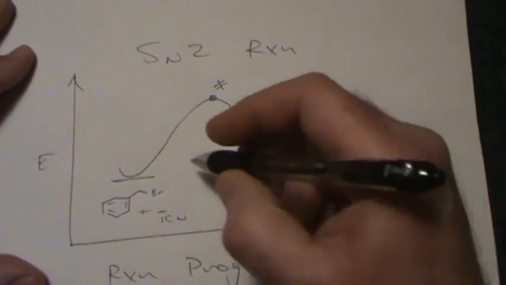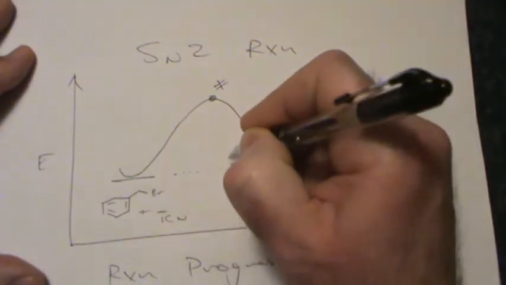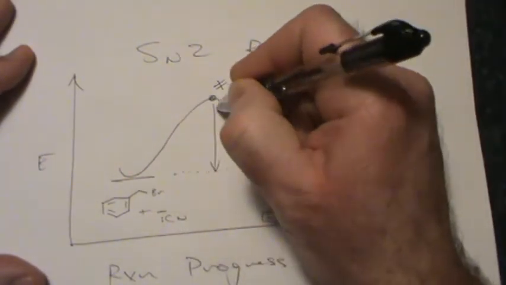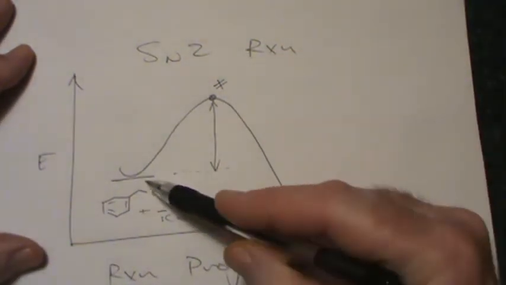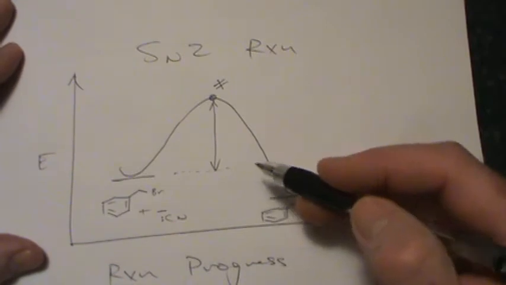When you talk about speeds of reaction, one of the things you really want to focus on is this energy right here, the difference in energy between the reactants and the transition states.